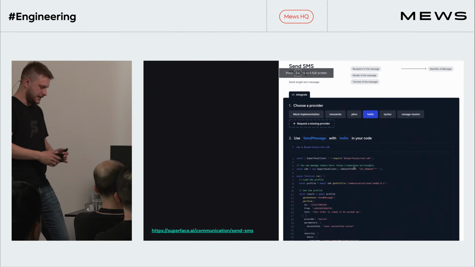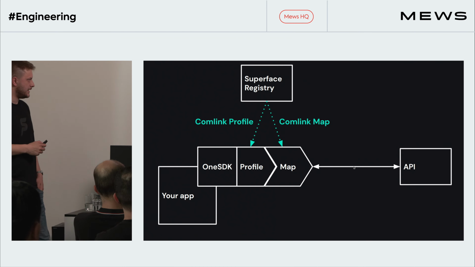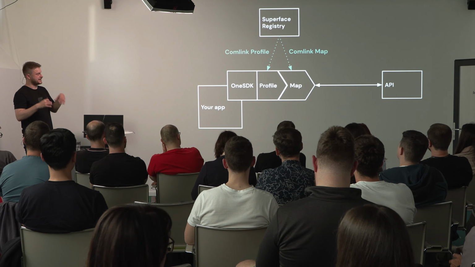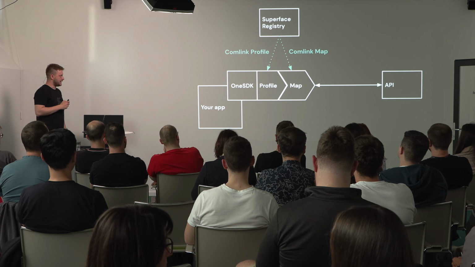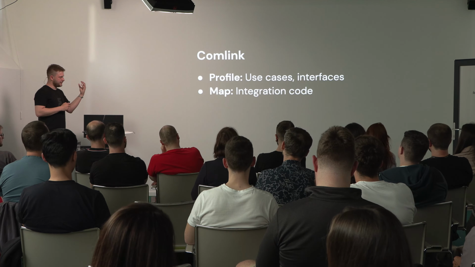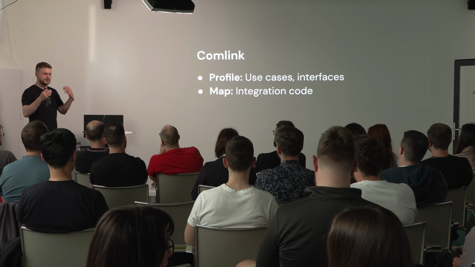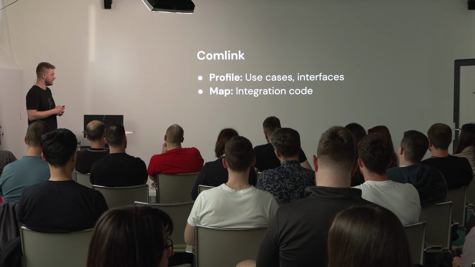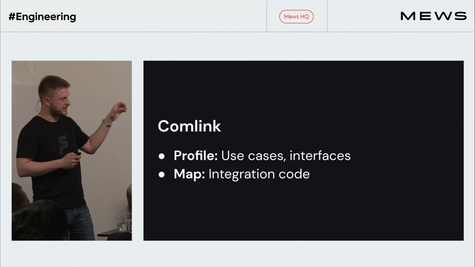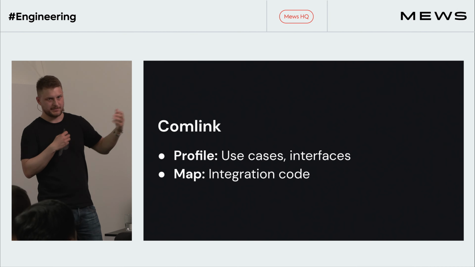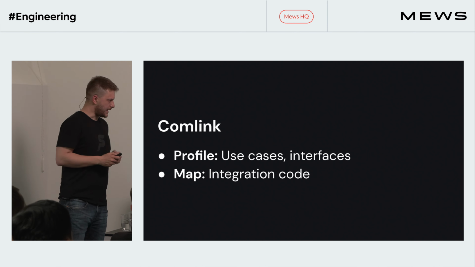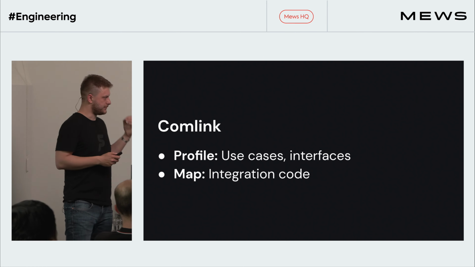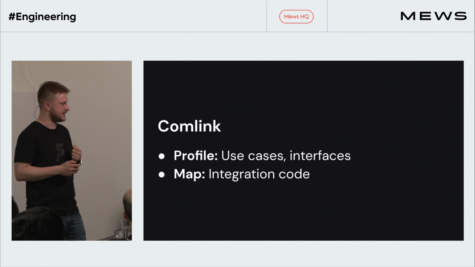So now, what's Comlink? Comlink is the actual language we use for building those profiles and those maps. We have these profiles which specify what we call use cases. Those are some specific ways you want to use those APIs, those third-party providers. And we use them also to generate interfaces, for example for TypeScript. And we have a map itself, which is integration logic to communicate with those APIs.